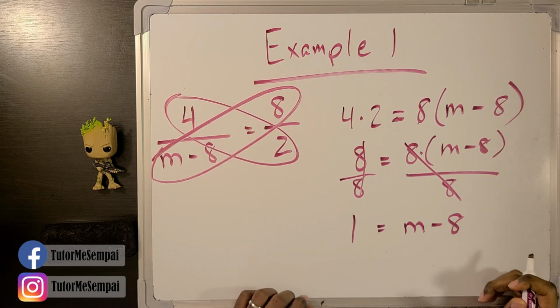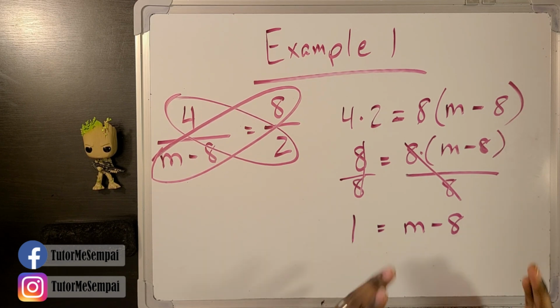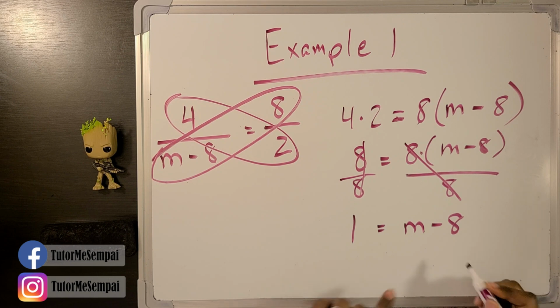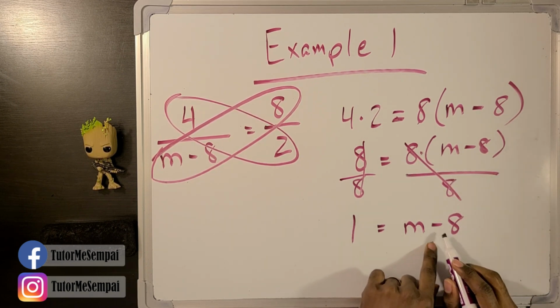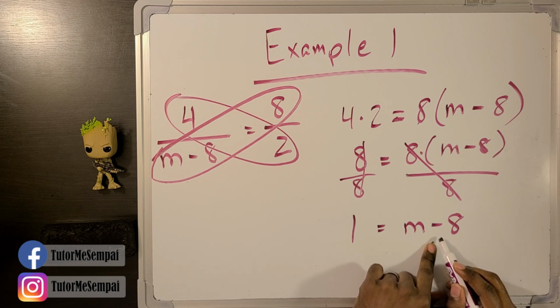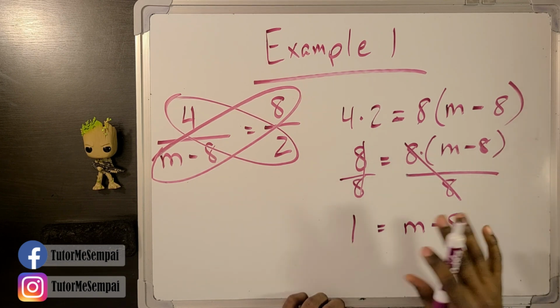But our goal is still the same. We need to get m by itself. What are we going to do in order to get m by itself? Well, now instead of having multiplication holding something together, we have a subtraction sign. So we're going to add. We're going to do the opposite.